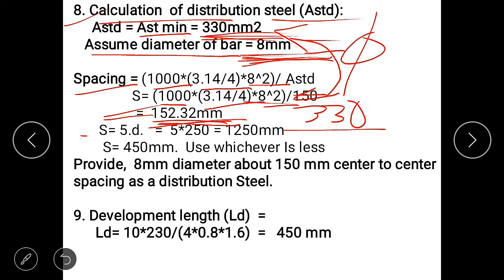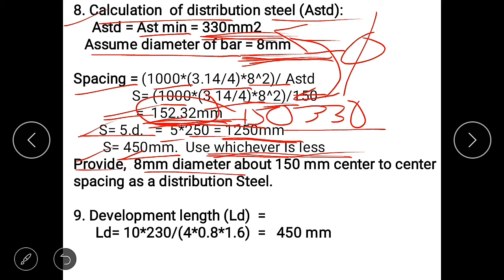So 152.32 mm. Second is 5D, so 5 into 250, D is 250, so 1250. And third is 450. From these, use whichever is less. 450, 1250 and 152.32, 152 is smallest. So use 152.32, here consider 150.